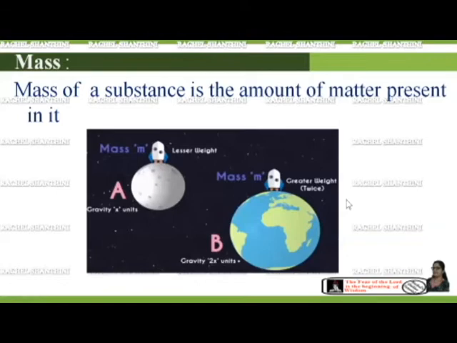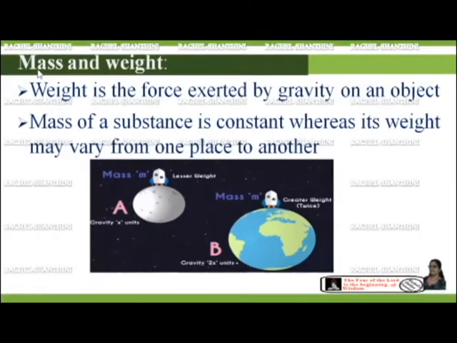We all know that anything that occupies space and has mass is called matter. What is mass? Mass of a substance is the amount of matter present in it. What is weight then? Let us see what is mass and what is weight now. Mass of a substance is the amount of matter present in that substance, whereas weight is the force exerted by gravity on an object. Mass of a substance is constant, whereas its weight may vary from one place to another.